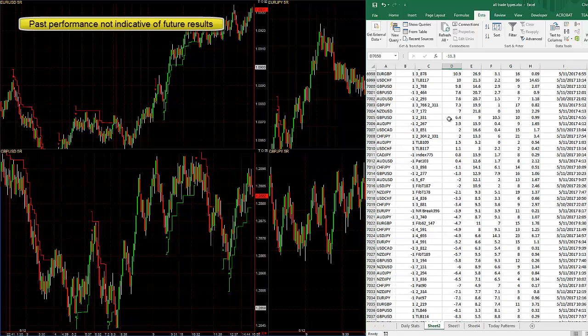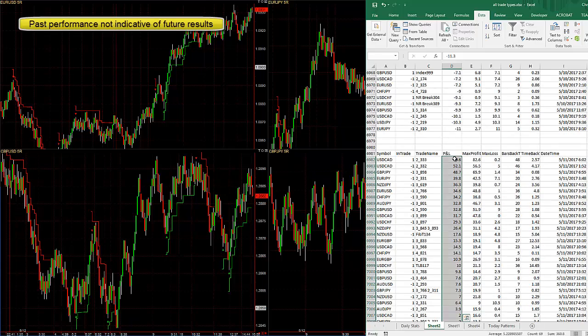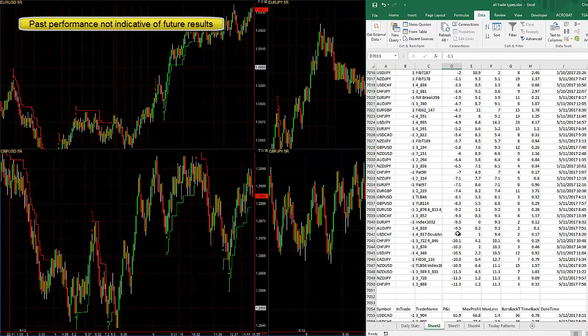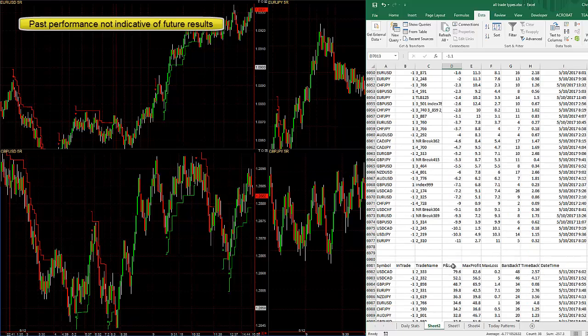Here's Thursday. A lot of trades as well. 360 pips. The average win, 19 pips, very big wins. A lot of losses that day, 6.7 pips. I didn't fix many losses that day.